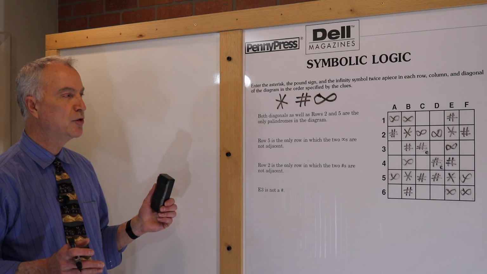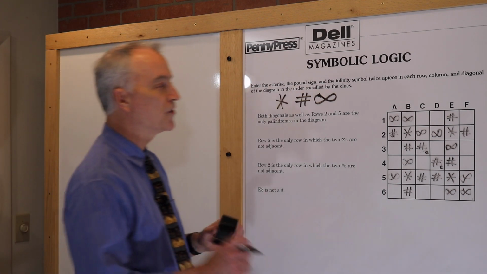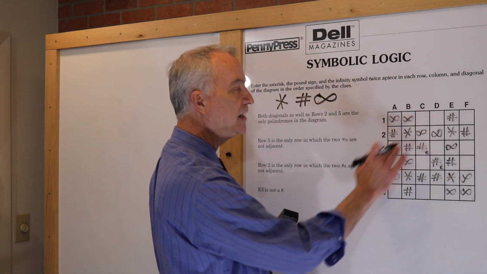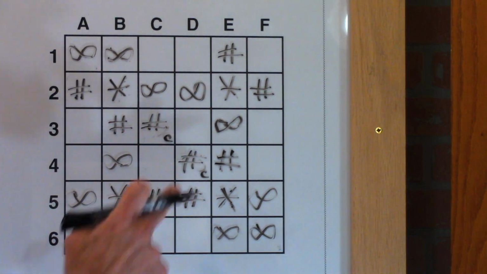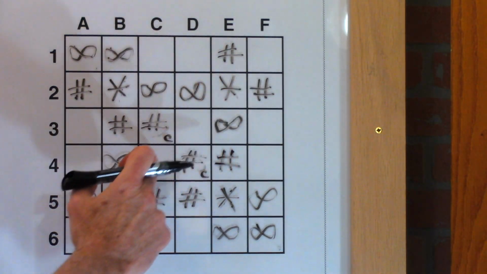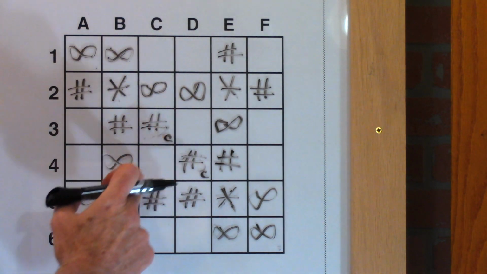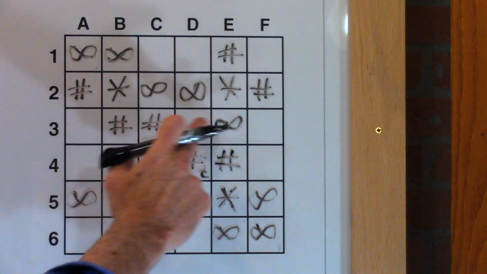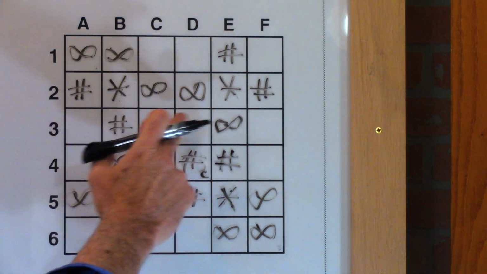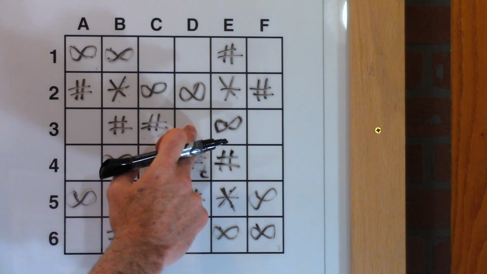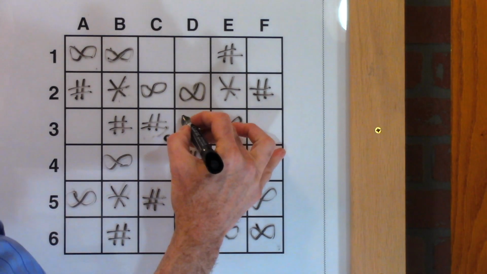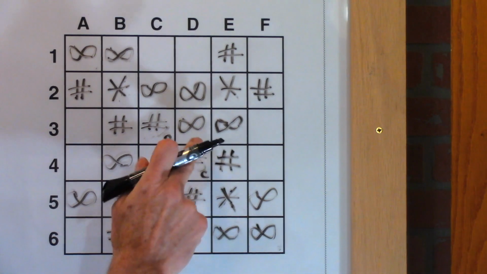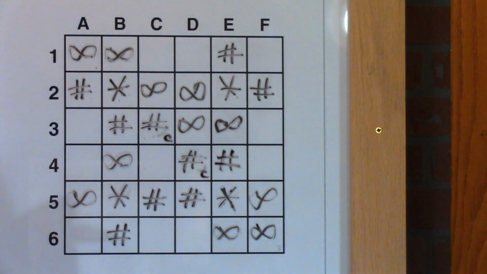Now at this point, let's do a little cross-reference. Let's check out the square at D3, this square right here. We've used both of our asterisks on this diagonal, and we've used both of our pound signs on this row here, row 3, meaning that the only remaining symbol that can go here is our infinity symbol, also satisfying that they are adjacent to each other.